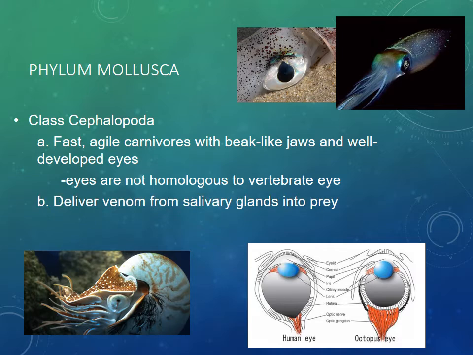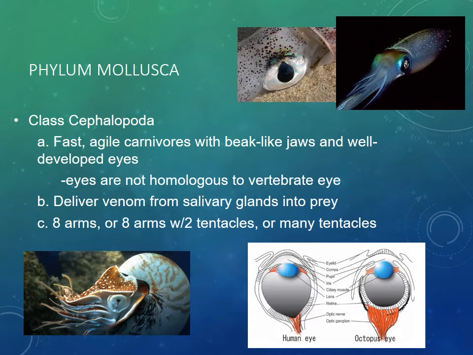But they have salivary glands. They can release venom and inject that in, which is pretty cool. And they also have 8 arms, or 8 arms with tentacles, or many tentacles. So lots of options here. And they have a closed circulatory system, which you'll see.